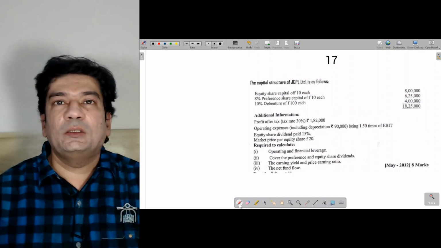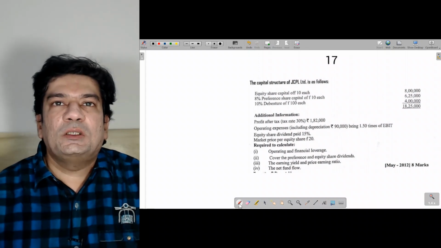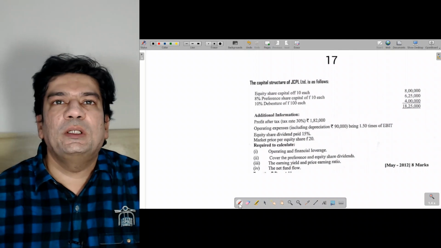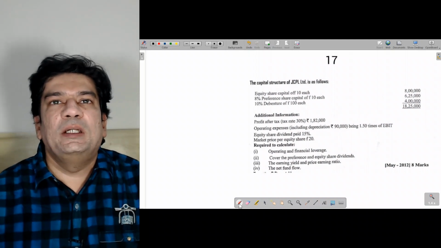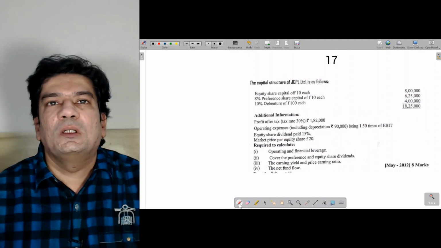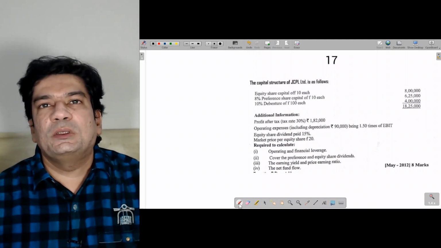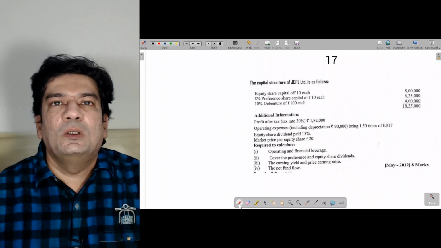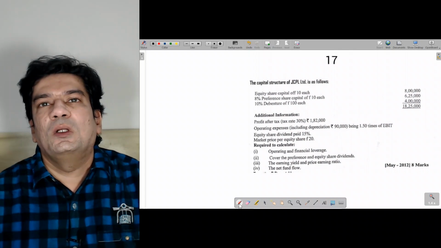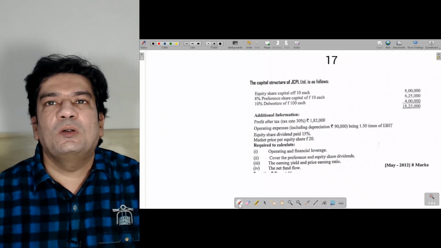So now we are starting with the 17th sum. The capital structure of JPCPL Limited is as follows: equity share capital, 8% preference share capital, 10% debentures. Then we have profit after tax. Tax rate is 30%, 1,82,000. We have operating expense including depreciation of 90,000 being 1.50 times of EBIT.